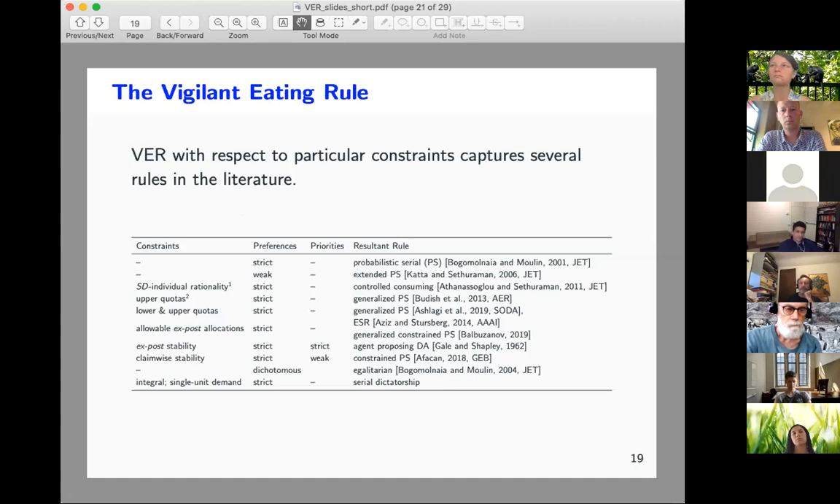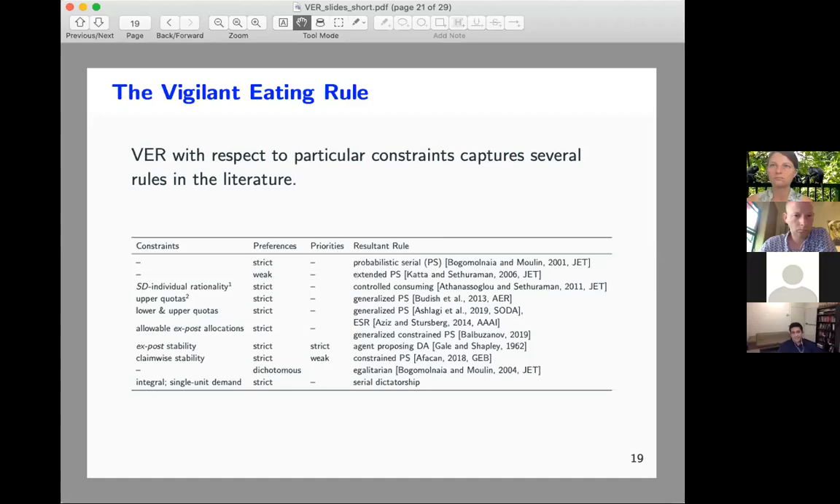We also discussed in our paper how, with respect to particular constraints, we capture many known rules in the literature. So I'll quickly go over a few of them. It's an extensive table. Obviously, when there are no constraints and the preferences are strict, then we directly coincide with the well-known probabilistic serial rule. This was our starting point.